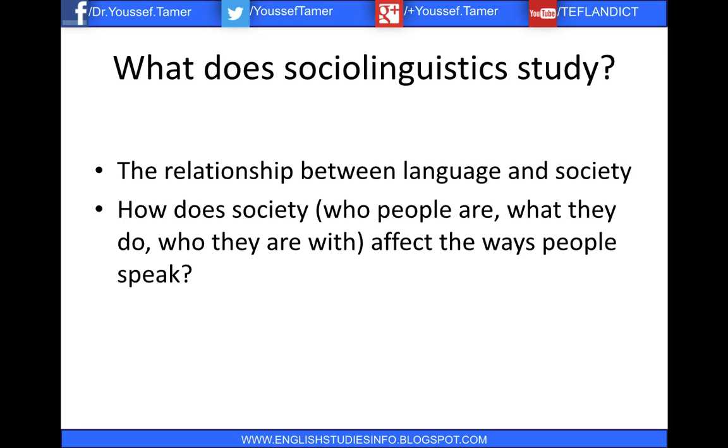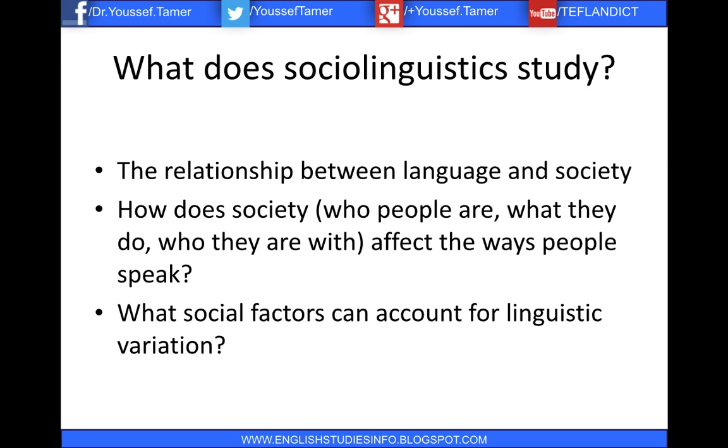Now, in this context, you are students, I am a teacher, right? This is a context that determines the language we use. You are students of the Department of English, and you are coming to study sociolinguistics in the Department of English, so that's the language used in this department to study this subject. So, how does society affect the ways people speak?